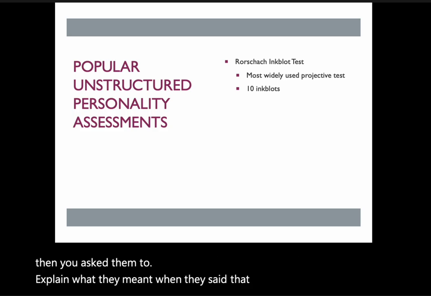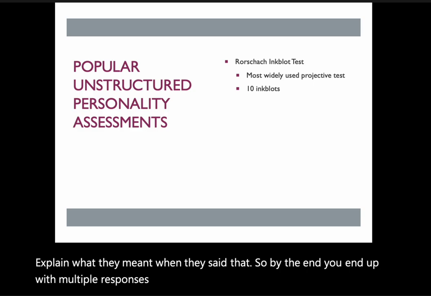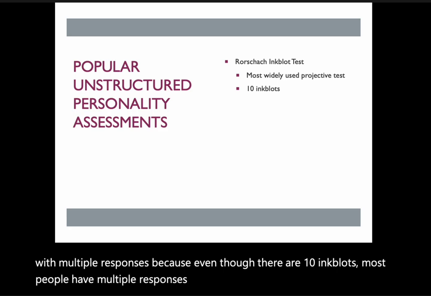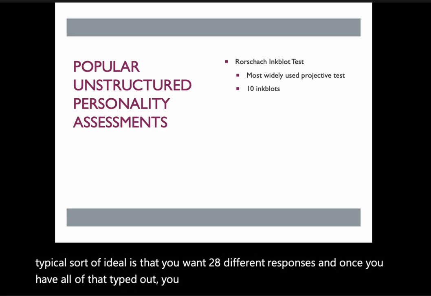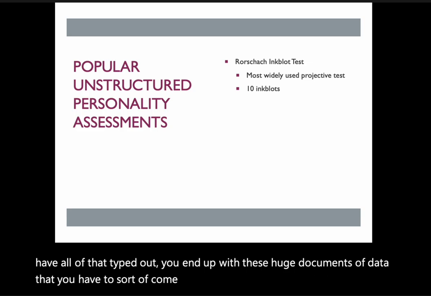So by the end, you end up with multiple responses, because even though there are 10 ink blots, most people have multiple responses on each ink blot of what's going on. So typical sort of ideal is that you want 28 different responses. And once you have all of that typed out, you end up with these huge documents of data that you have to sort of comb through and score.